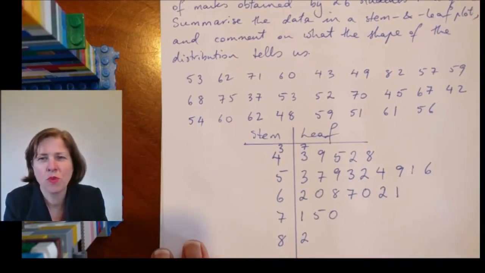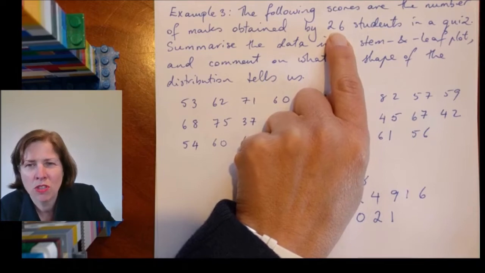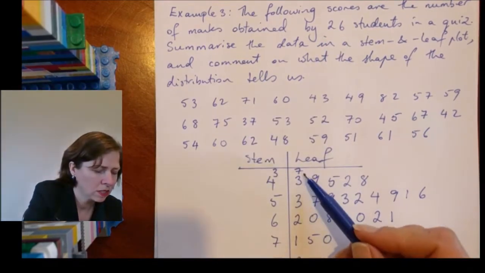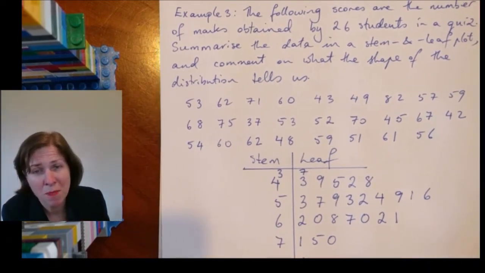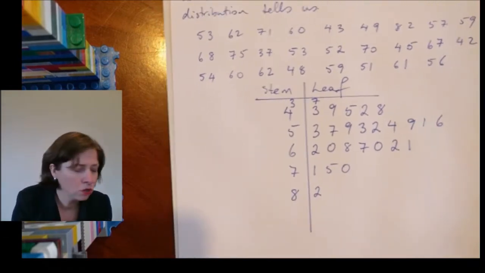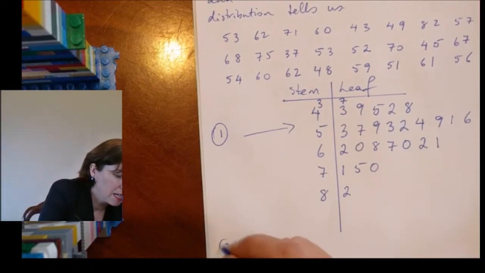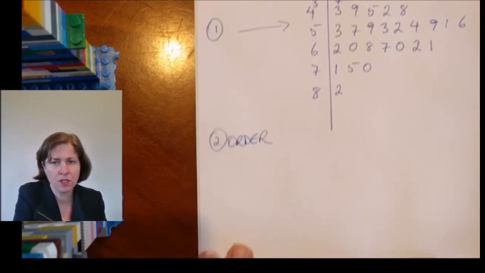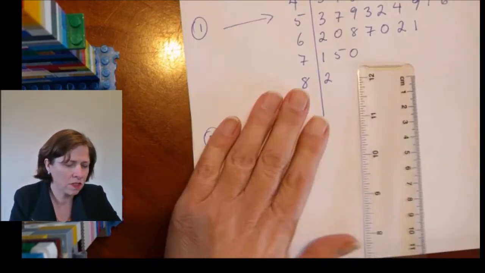It's a really good idea when you're done to check how many numbers you were told you started with, and then to check you've got 26 numbers. 1, 2, ... 26. So I still might have made a mistake, but at least my mistake wasn't leaving off a number. So my first step is this. My second step is I need to put them in order. All right, so let's scoot that up a bit and I'll do a second version of this.